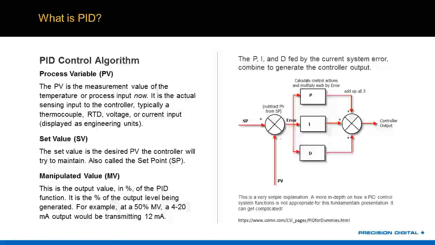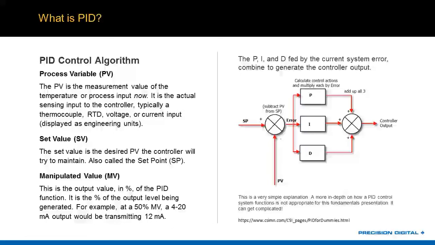So to understand how that control methodology is going to work, you have to understand a couple of terms. In a PID control algorithm, you're going to have your process variable, your PV is what it's called. And that's what appears on the front of PID controllers. That's usually the largest display that shows up.